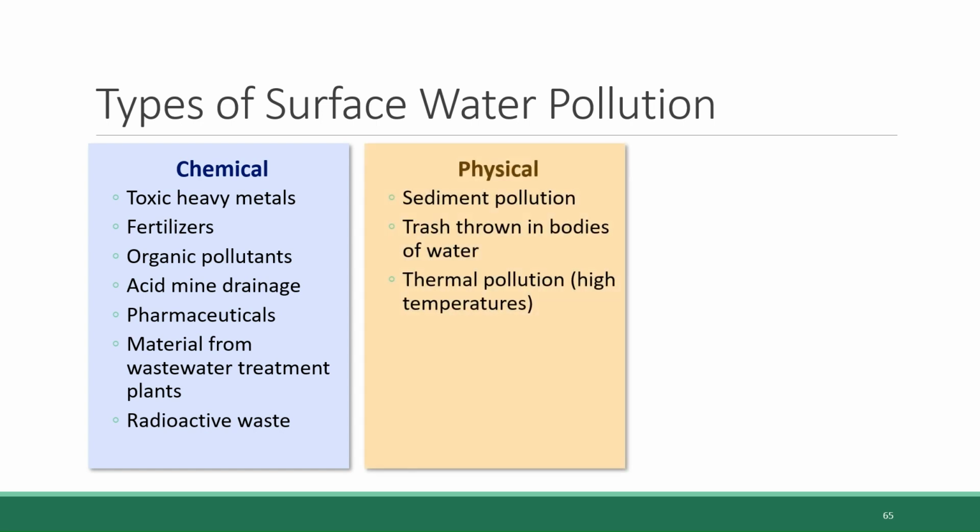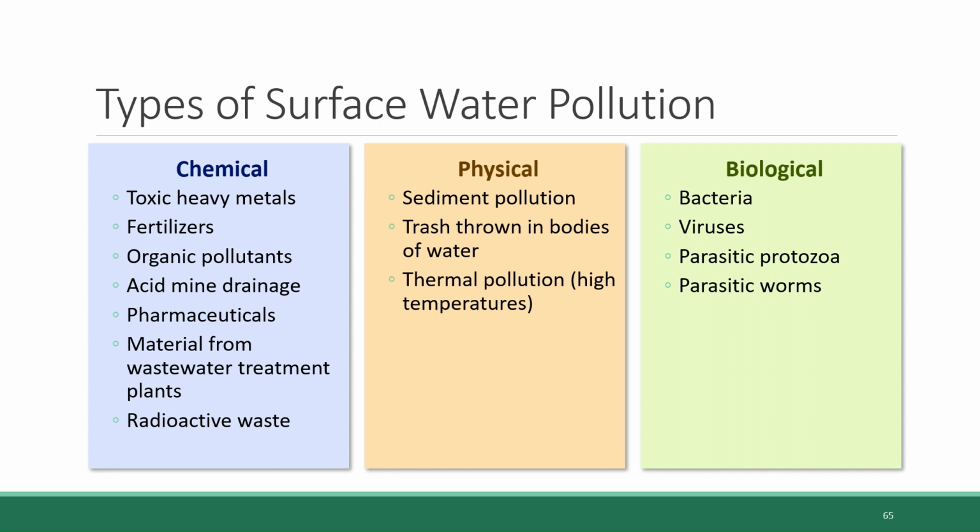Physical pollutants include sediment pollution, which is the buildup of minerals, those sand, silt, and clay particles we talked about previously, building up in waterways, trash that is thrown into bodies of water, and thermal pollution, which is a bit of a different concept, but the idea is that heat acts as a physical pollutant because raising the temperature of water harms the aquatic organisms that live in that water.